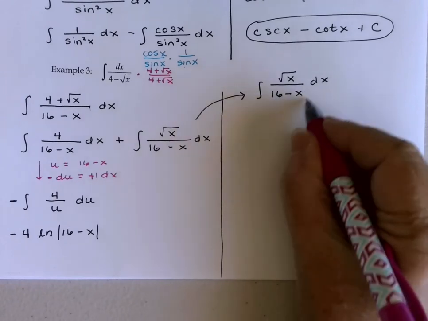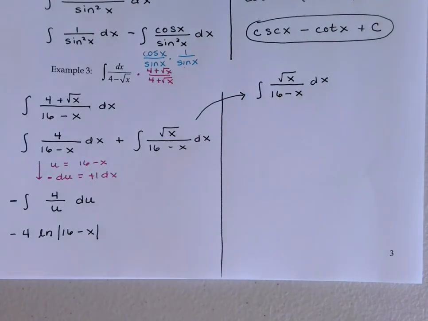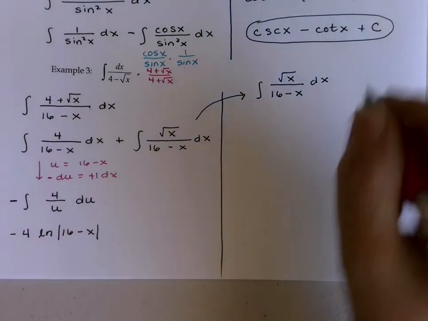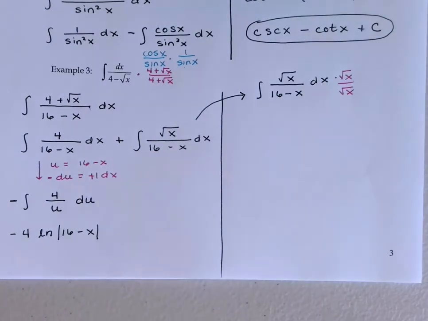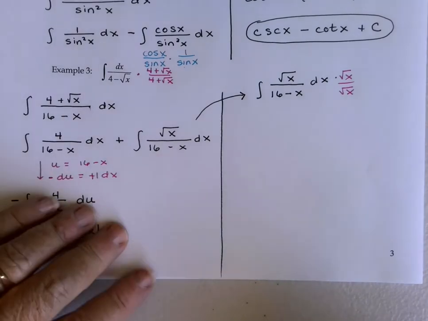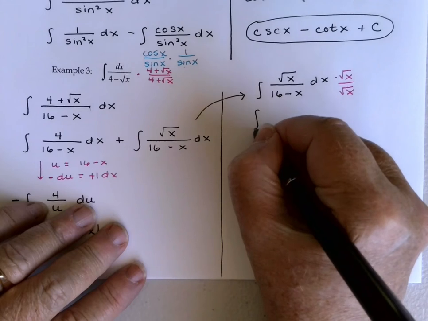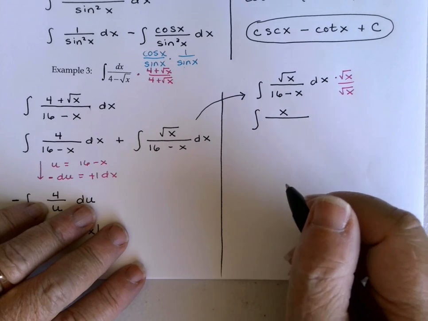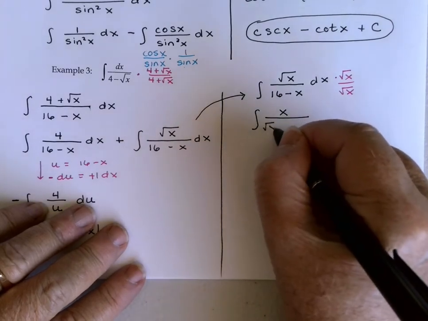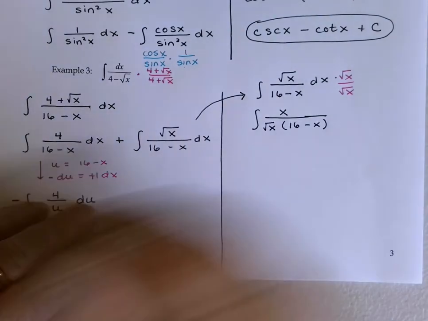Right now, I can't just let u be the denominator. We saw the derivative was just negative 1, and I'd have an issue. What would I do with that x, right? So what I'm going to do instead is start by multiplying by square root x over square root x. See what happens here. We end up with just an x on top, and on the bottom, I'm going to leave this in its factored form, and I'll show you why in just a moment.